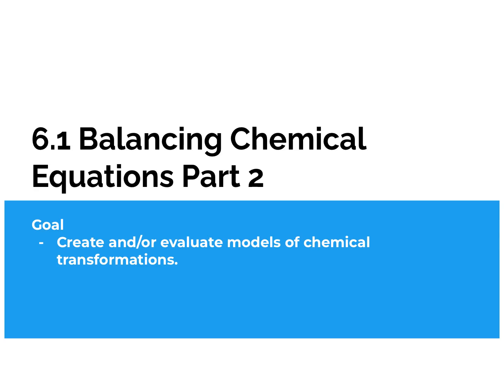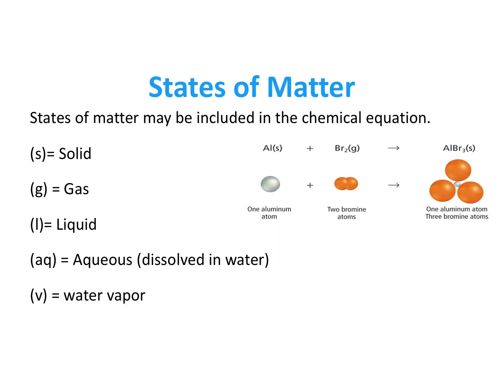In this video, we're going to look at part 2 of balancing our chemical reactions. One thing that we're going to have to start including are the states of matter. If it's a solid, we're going to abbreviate that as an S, as you see here. Gas is going to be abbreviated as G, liquid as L, and then this might be a new one for us, aqueous, AQ, just means that it was dissolved in water. And then sometimes you might also see water vapor as V.